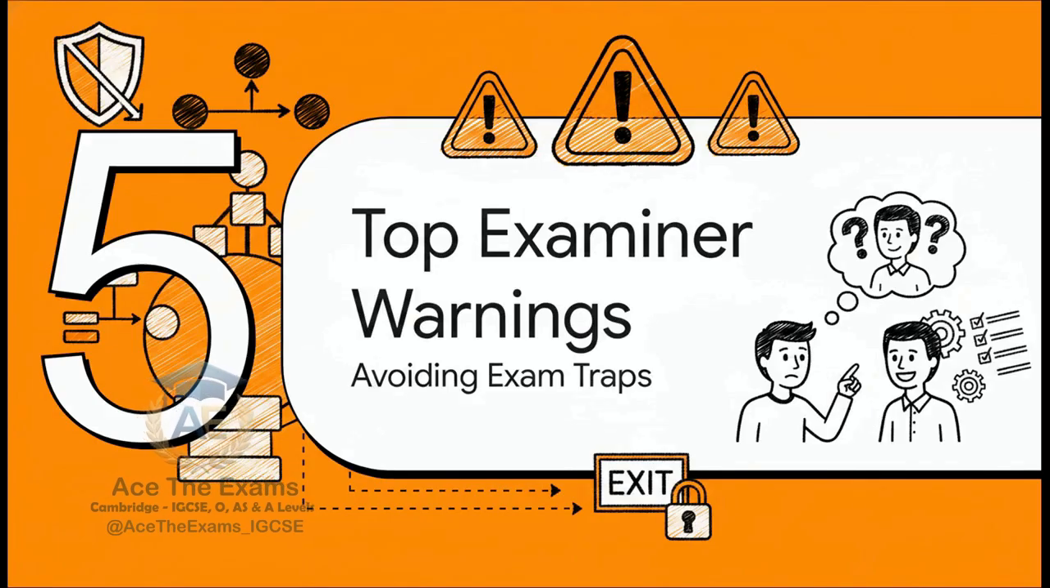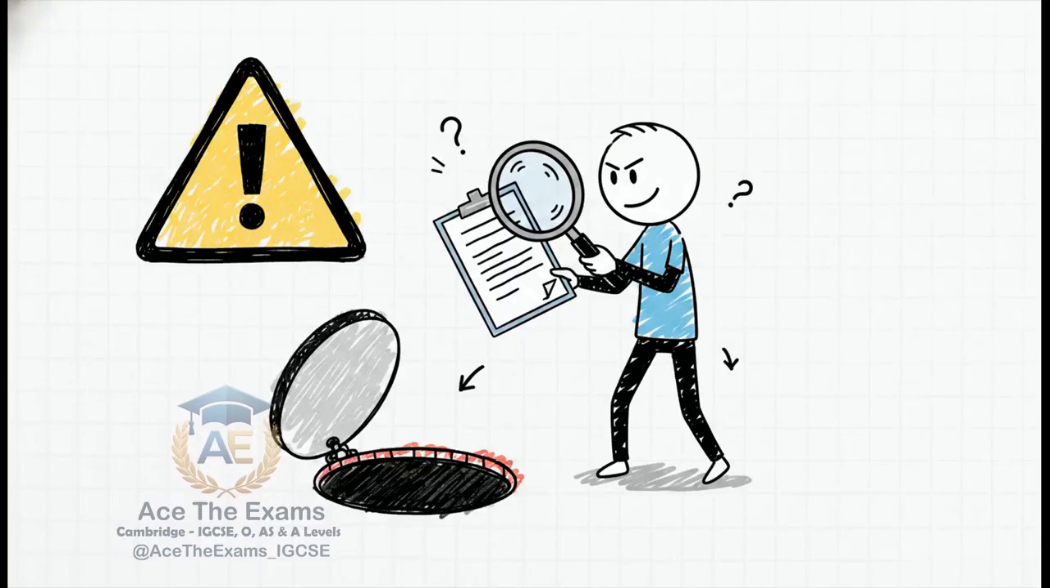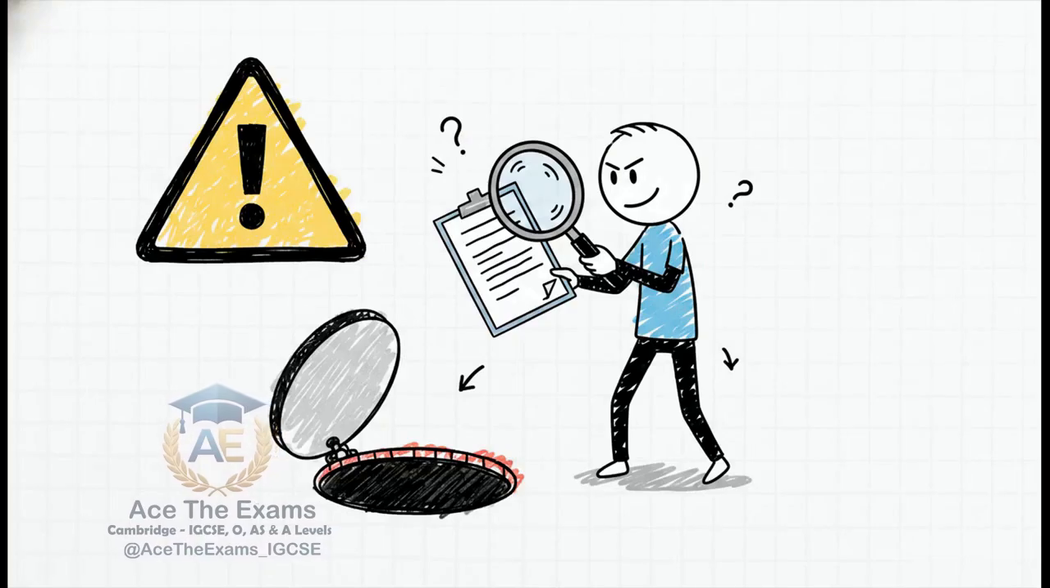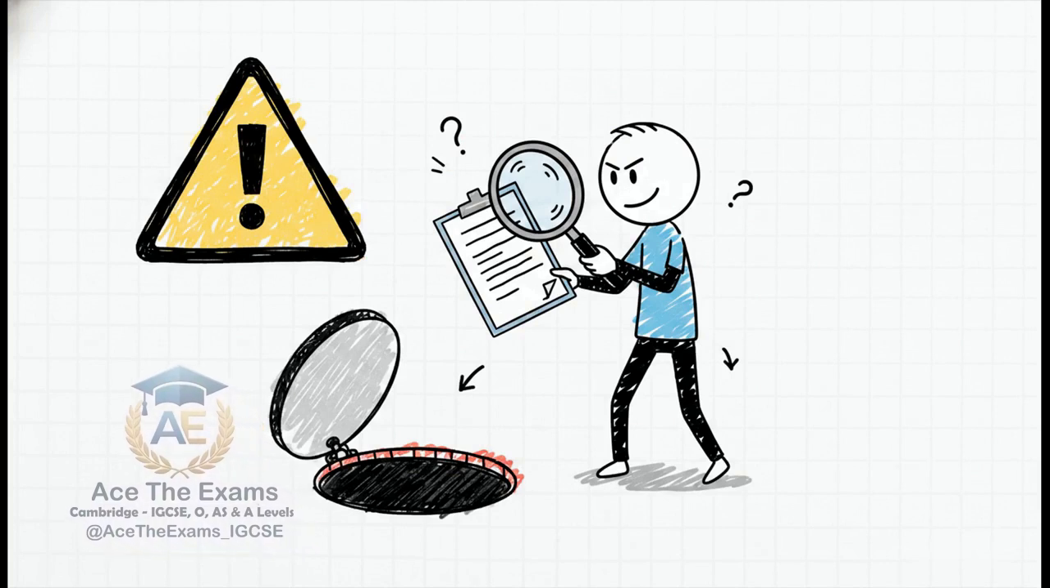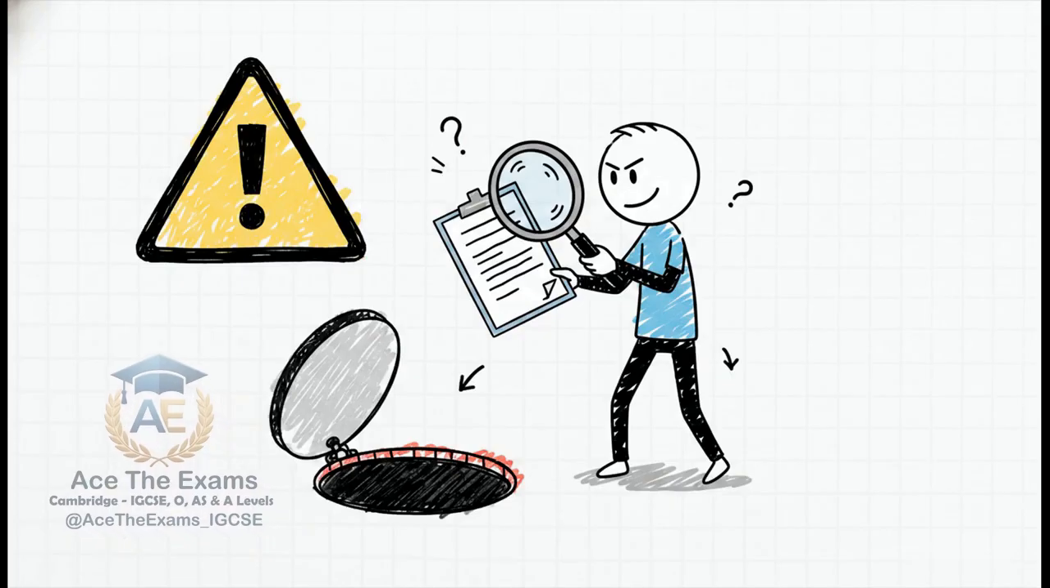This brings us to our final act, Section 5, Top 3 Examiner Warnings, Avoiding the Traps. We have built the system, we have successfully decoded the command words, and we've rigorously applied the Peel framework. Now we need to completely focus on defense. Consider this a massive examiner alert.